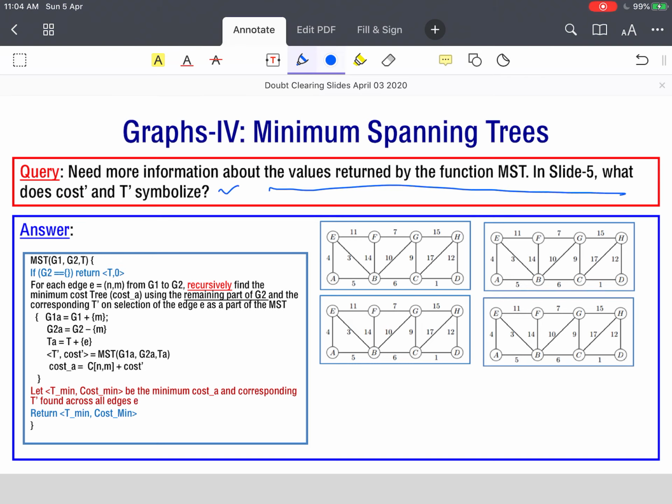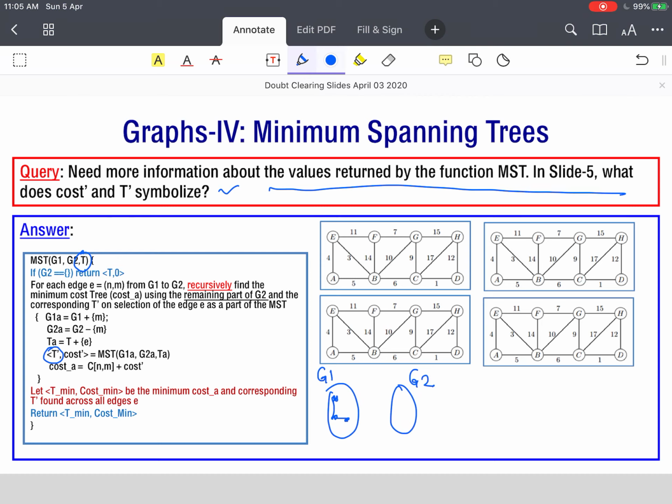The other thing we said is, before we move to the greedy algorithm, there was the recursive algorithm, and you wanted to know what is this value. What does this algorithm do? Let us see. What this algorithm does was, it had 2 sets, G1 and G2, and the edges chosen in G1 was T.